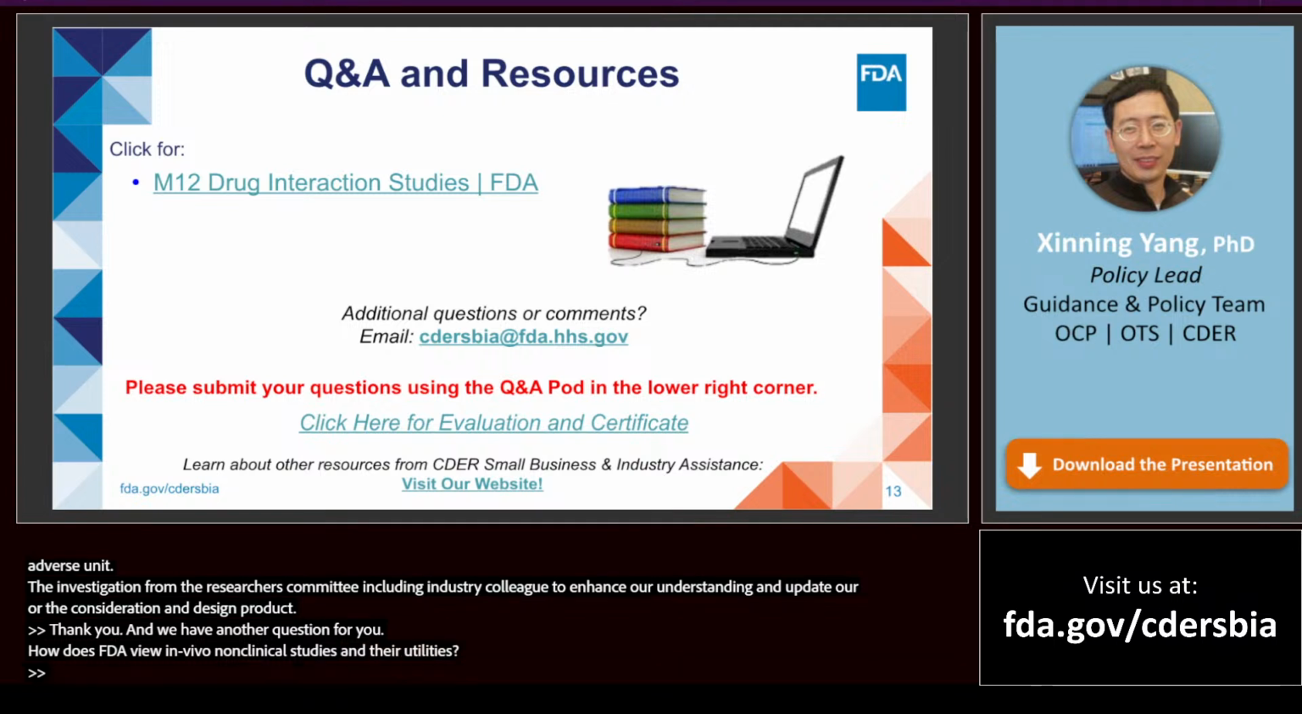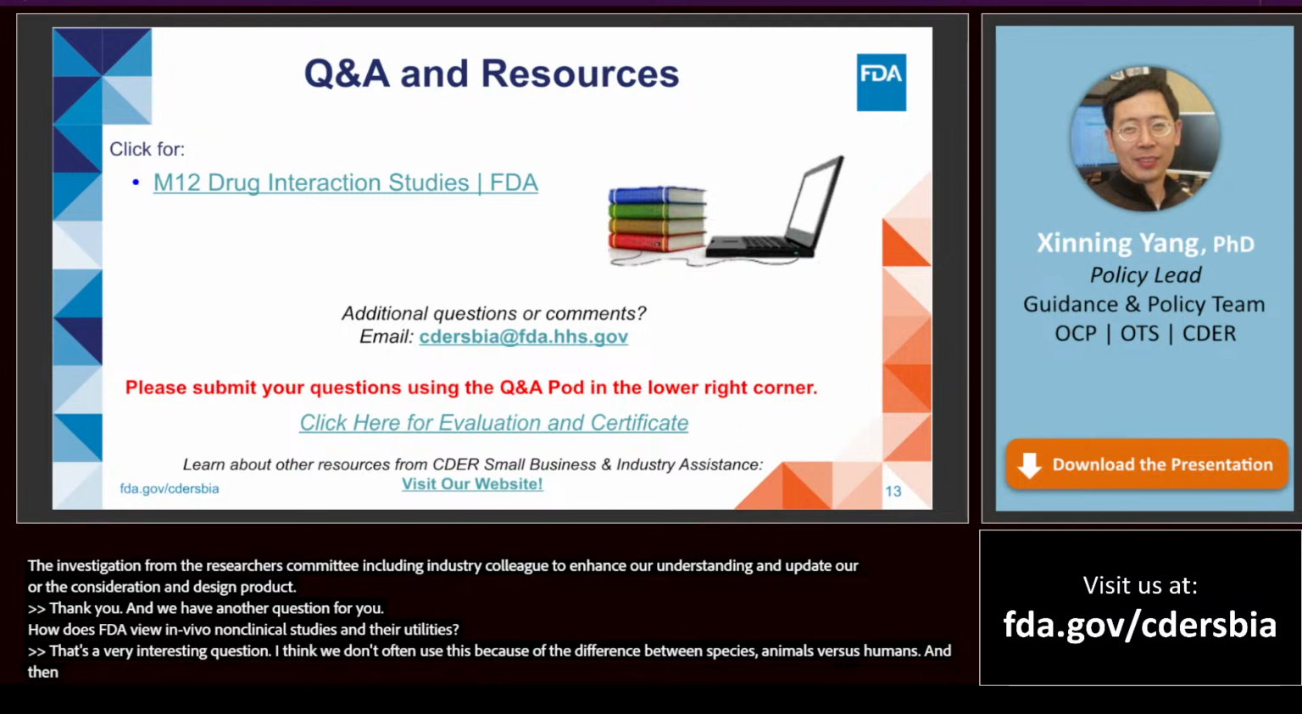That's a very interesting question. I think we don't often use this. It's mainly because of the potential difference between species, animals versus humans. So usually we start with human-related material in vitro, and then predict in vivo.